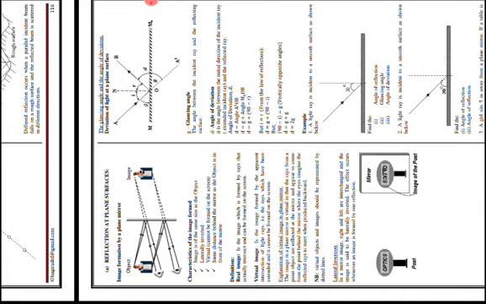When you look at the angle G, this is the glancing angle, the angle between the incident ray and the reflecting surface. The glancing angle is always between the incident ray and the reflecting surface.